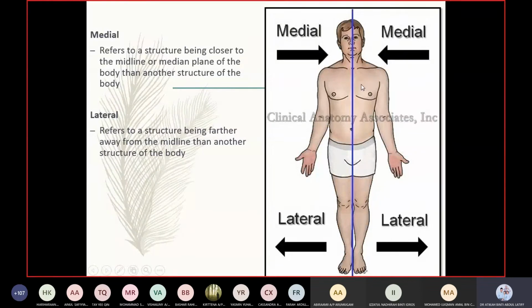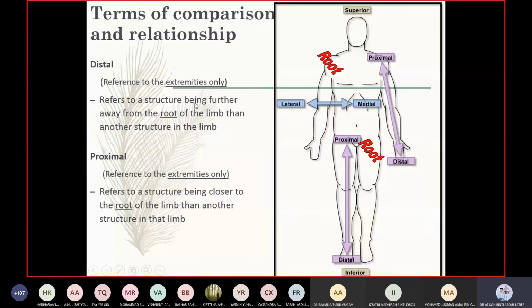Moving on, to say which structure is closer to the midline, you will say the medial part. In terms of comparison and relationship, we also have distal and proximal. Any structure that is distal is the structure being furthest away from the root of the limb. Usually we use distal and proximal for the upper and lower limbs.